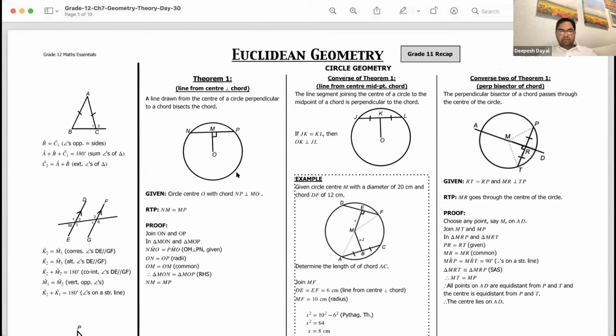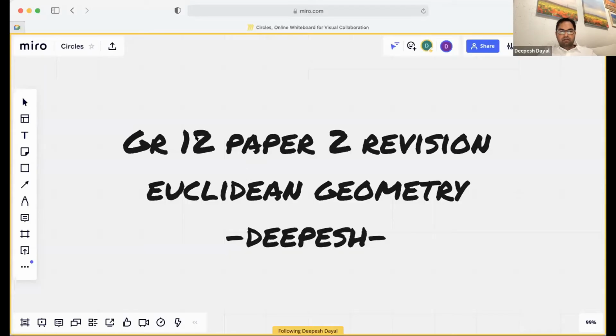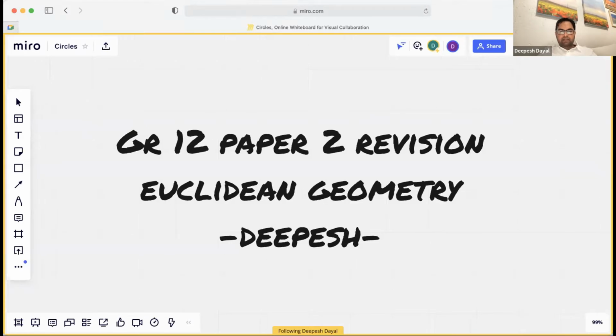I hope I do this right. Okay. Can you all see now the screen that's saying grade 12 paper 2 revision? Hey, Coco, is this fine? Coco still there? Okay. Yes, that's good. Sorry, there's just quite a lot of noise where I'm at. No problem. Thank you for that.